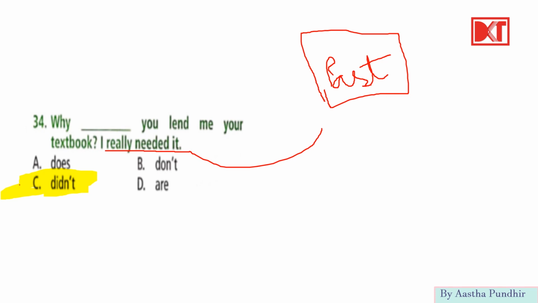That's why. For the other ones, A does not make sense here. B, don't, and D are not right either. None of them make sense here. The only correct answer is C. Didn't.